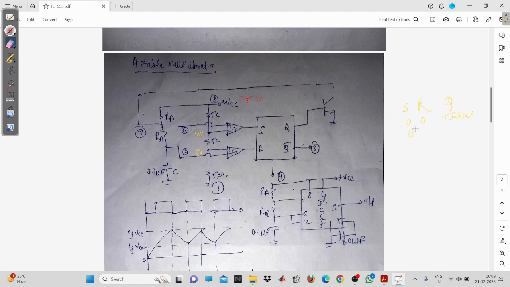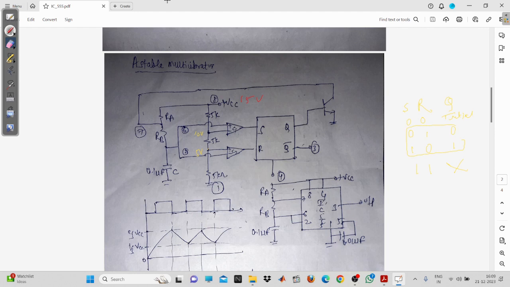When you have 0 and 1, it means set equals 0 and reset equals 1, so the output will be reset. Similarly, when S equals 1 and R equals 0, the output will be set. And this condition is not there, so the output will be in the indeterminate state. So we are going to use only these two important states.